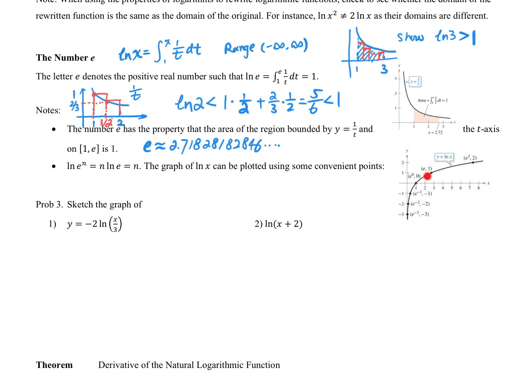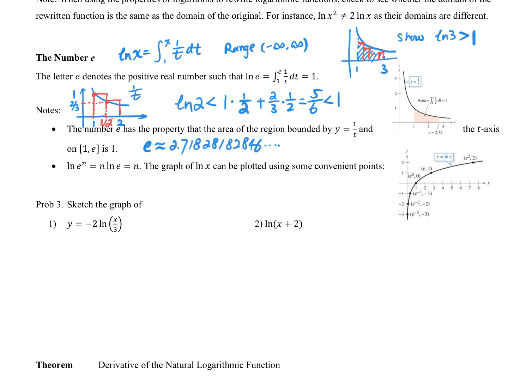So natural log is a slow growing function. Even though when x is approaching infinity, the y value is approaching infinity, the rate of increase is pretty slow, very slow.